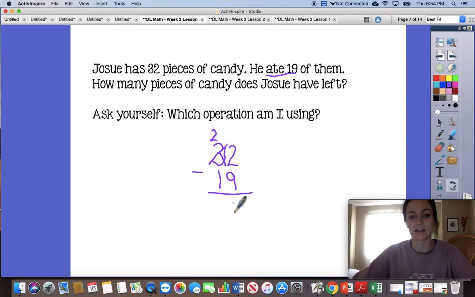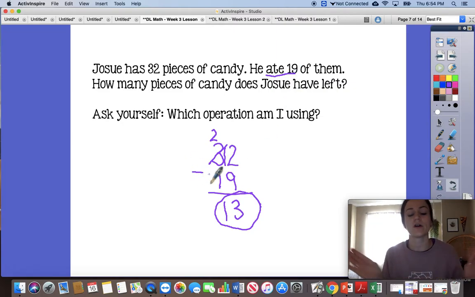12 minus 9 is 3. 2 tens minus 1 ten is another 10. So Josue has 13 pieces of candy left over after he ate 19. So in this operation, we subtracted because we got rid of something. Let's look at another one.